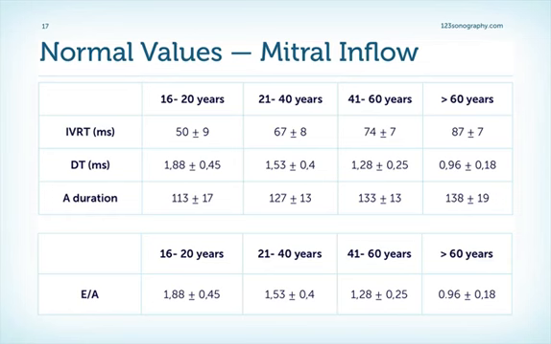So here are the different parameters we can assess with the pulsed wave Doppler: the isovolumetric relaxation time, deceleration time, A duration, and the E to A ratio. You can see that the normal values vary with respect to age.